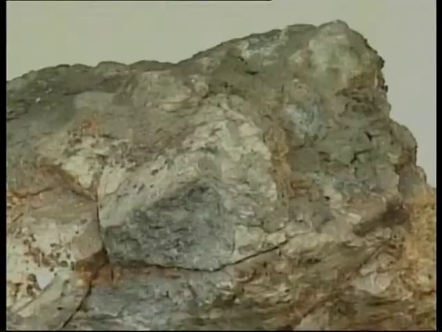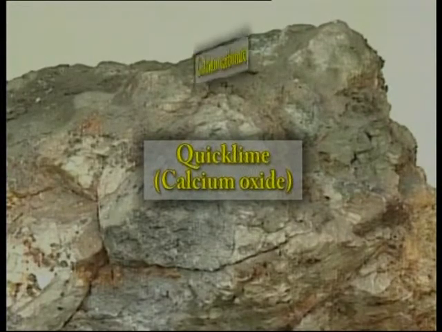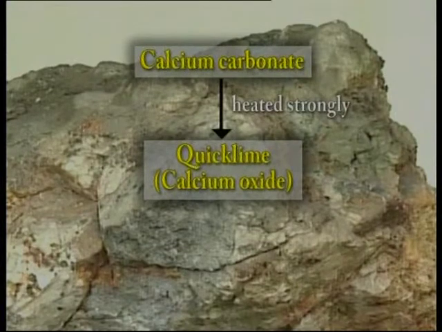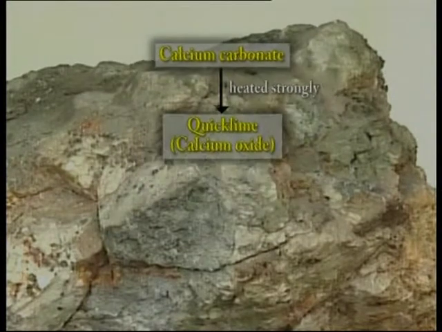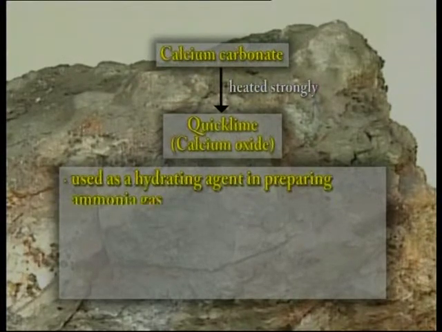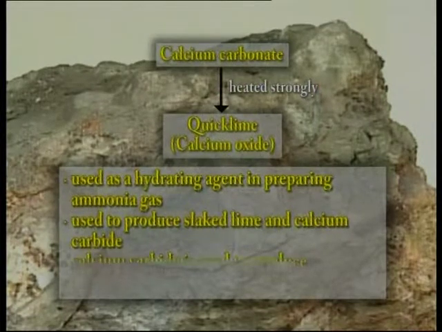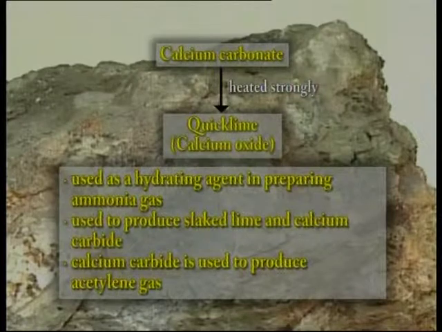Now, we will look into the formation of calcium oxide and calcium hydroxide. Quicklime or calcium oxide is formed when calcium carbonate is heated strongly. It is also used as a drying agent in preparing ammonia gas. Moreover, it is used to produce slaked lime and calcium carbide. Calcium carbide is used to produce acetylene gas.